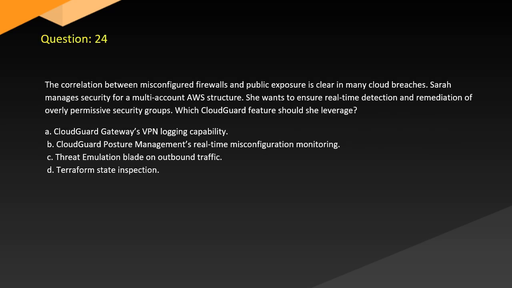Question 24. The correlation between misconfigured firewalls and public exposure is clear in many cloud breaches. Sarah manages security for a multi-account AWS structure. She wants to ensure real-time detection and remediation of overly permissive security groups. Which CloudGuard feature should she leverage? A. CloudGuard Gateway's VPN logging capability. B. CloudGuard Posture Management's real-time misconfiguration monitoring.